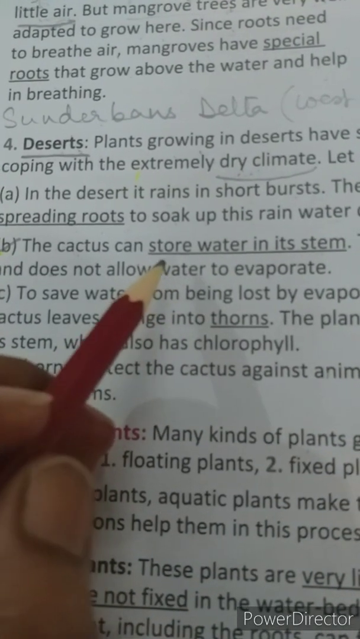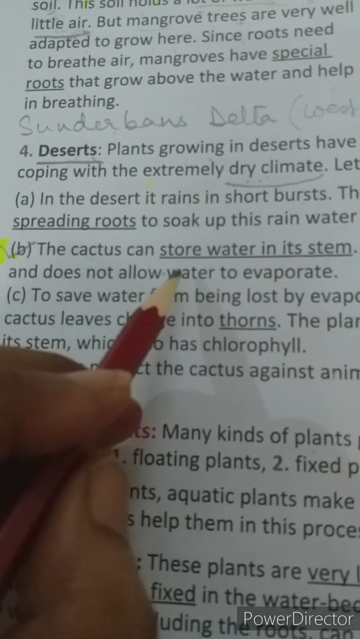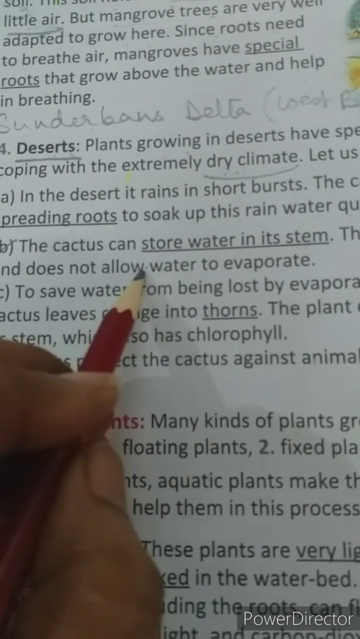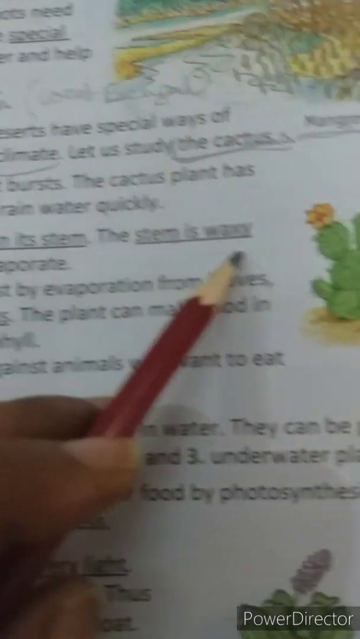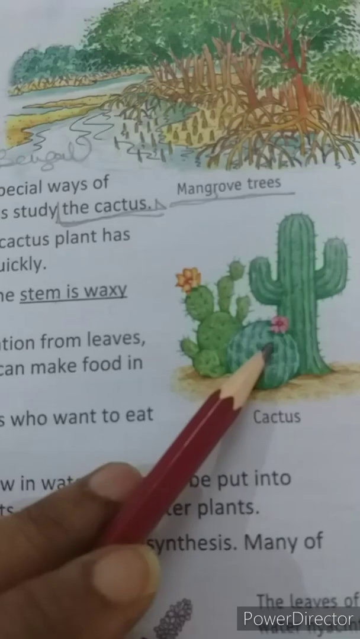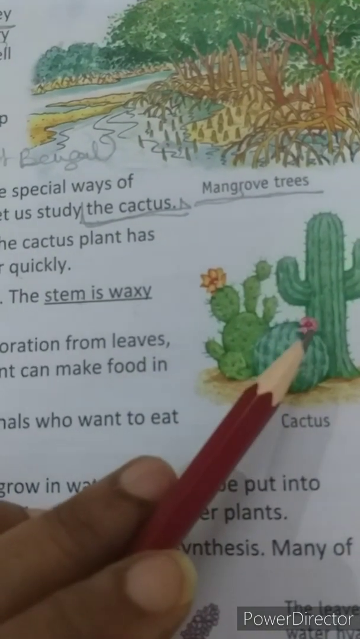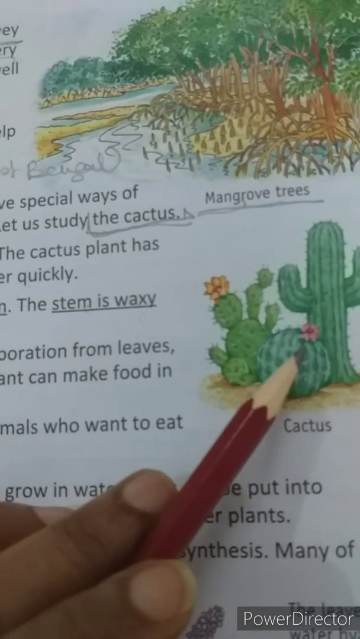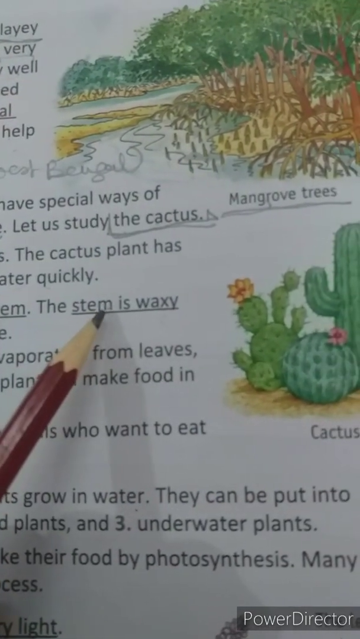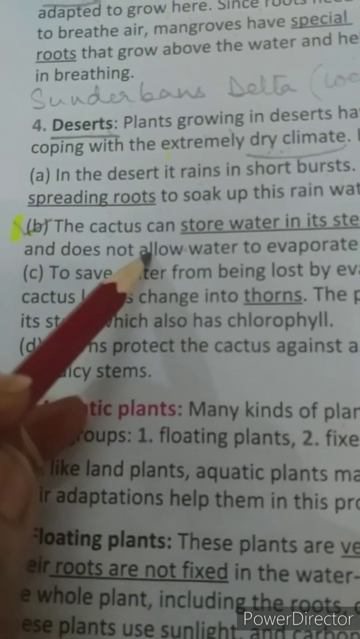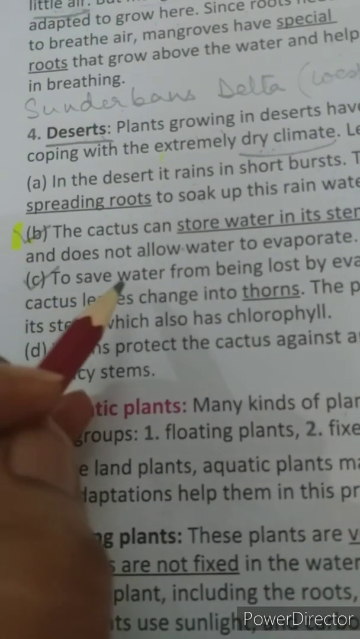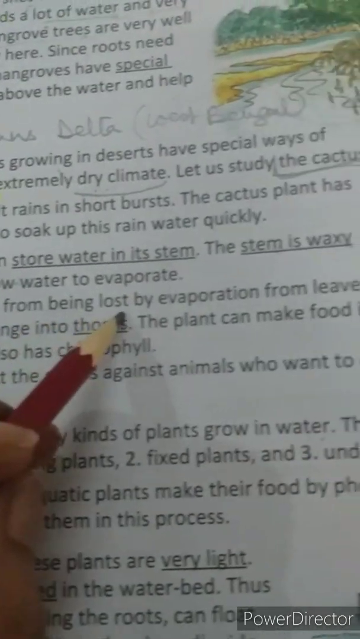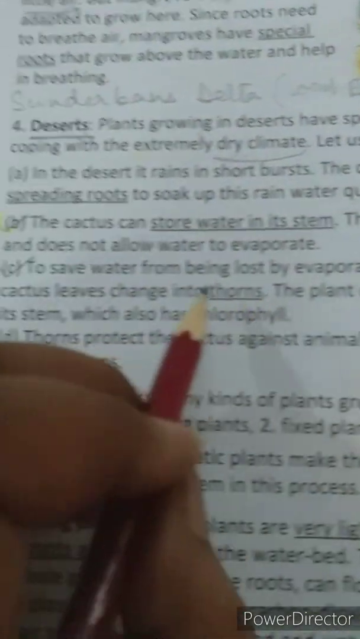Why? Because there is very little rainfall in deserts. So if all the water from the body of the cactus evaporates, what will happen? This plant will die. So the stem is covered with a layer of wax so that evaporation is prevented. And this is the third adaptation, children, to save water from being lost by evaporation from leaves.